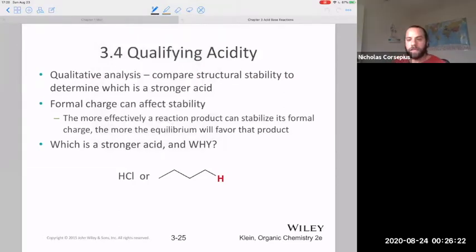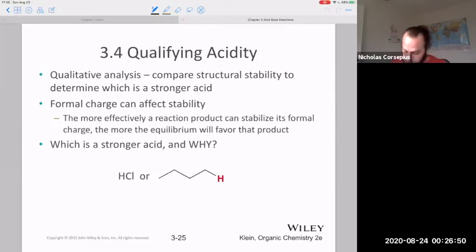Okay, and one of the big things that we're going to think about when we're assessing the relative strength of an acid is to talk about the stability of the conjugate base, right? So that acid is going to donate a proton. What's going to be left over is the conjugate base. If the conjugate base is really stable without that proton, that's going to be a strong acid, okay? So formal charge is going to be a big thing here.